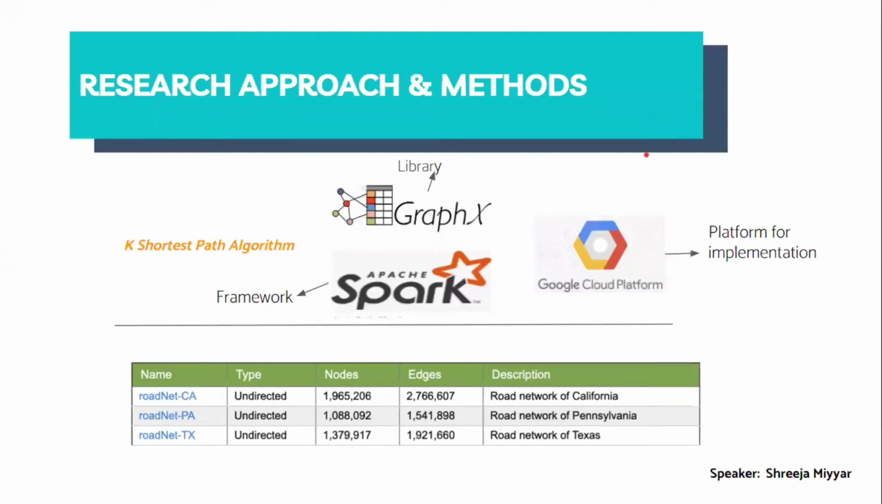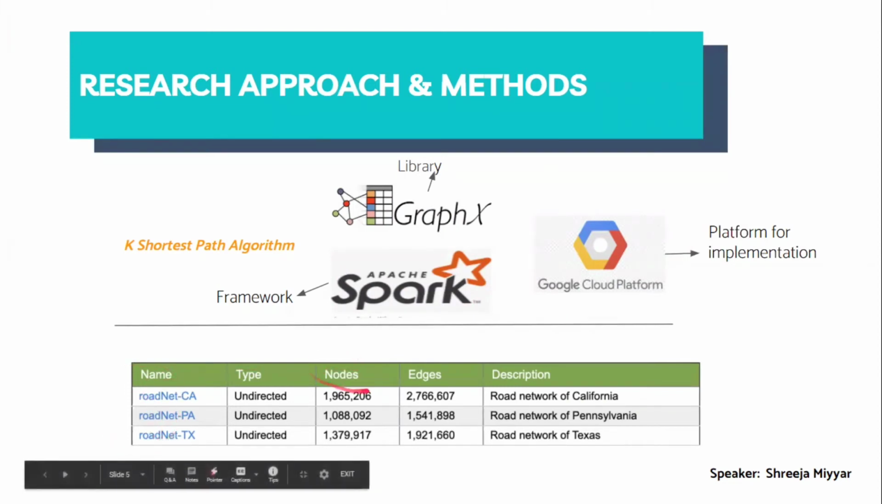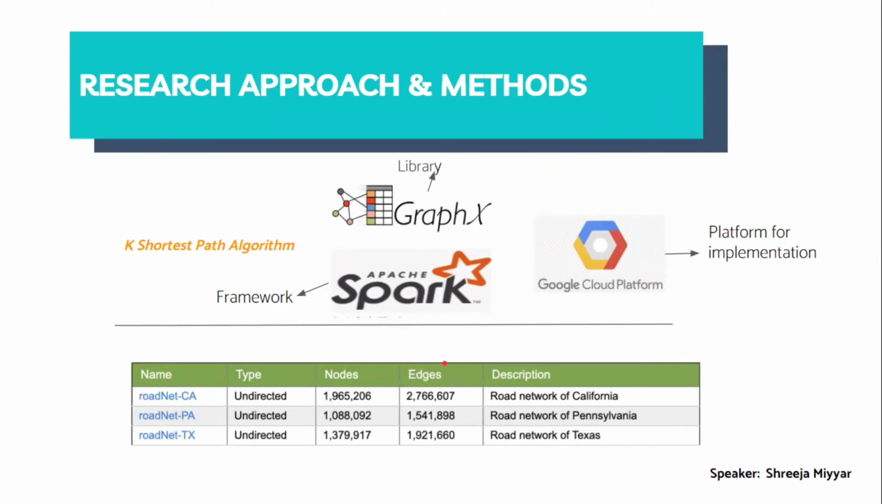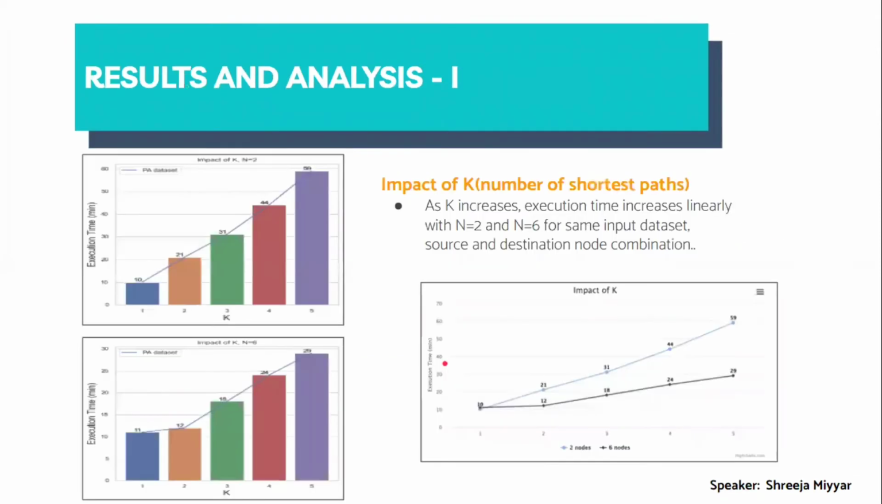Now let's look at the methods in which we implemented this research. To implement the K shortest path explained in the previous slide, we use a popular framework called Apache Spark, which quickly performs tasks on very large data. We also use GraphX, a distributed processing framework built on Apache Spark. We built our implementation on Google Cloud Platform, which provides resources to run it. To test our implementation, we use the following road network, in which the nodes represent locations and edges represent the connections between two locations.